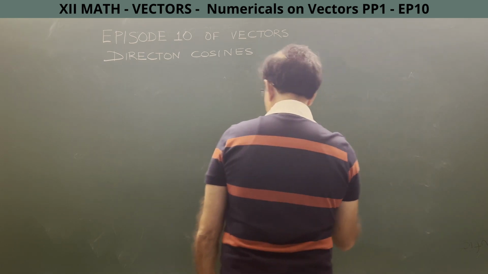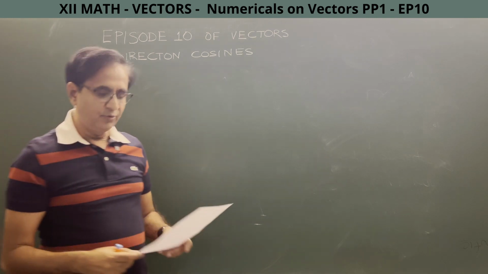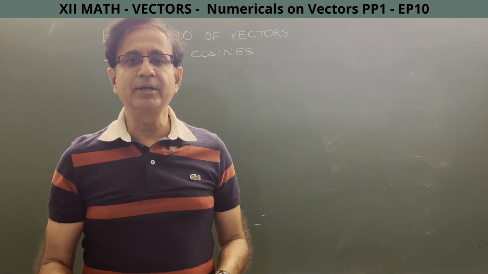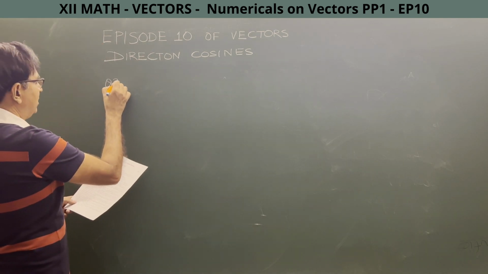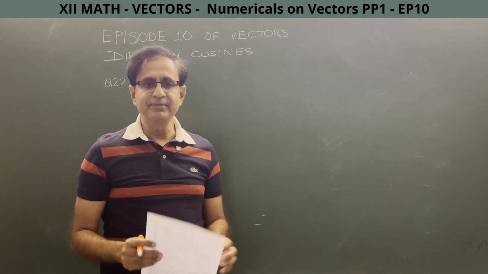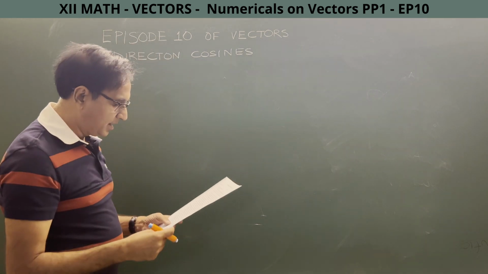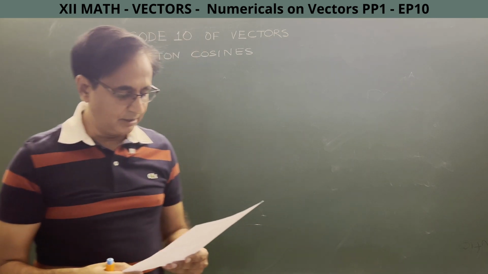So let's continue and finish the last two questions of practice paper 1, that will finish the introduction to vectors. Alright, question number 22, and we call it practice paper 1. The link of this assignment is given in the description. You can just download from there. If you do not have a download facility, anyway I am writing the questions on the blackboard.